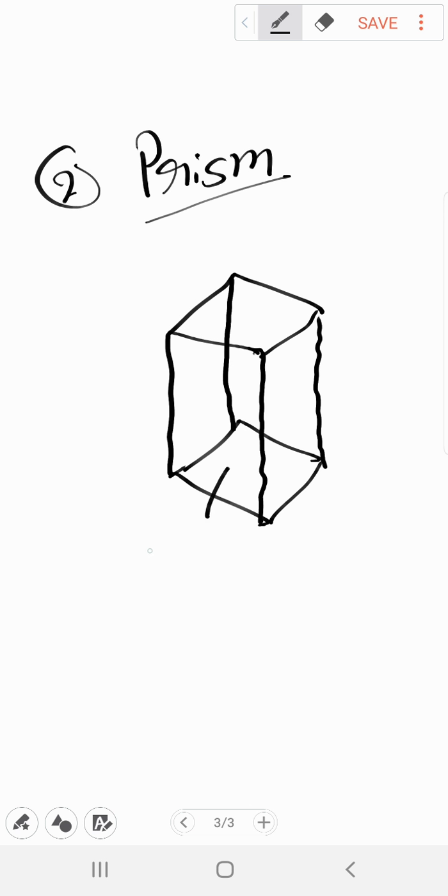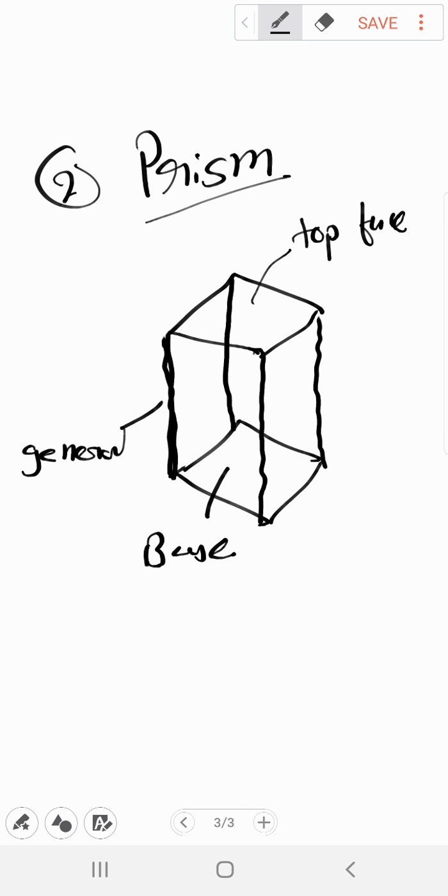So, this is the base, the upper square is the top face, the straight lines are called the generators, and these lines, as we mentioned earlier, are called the edges of the base.